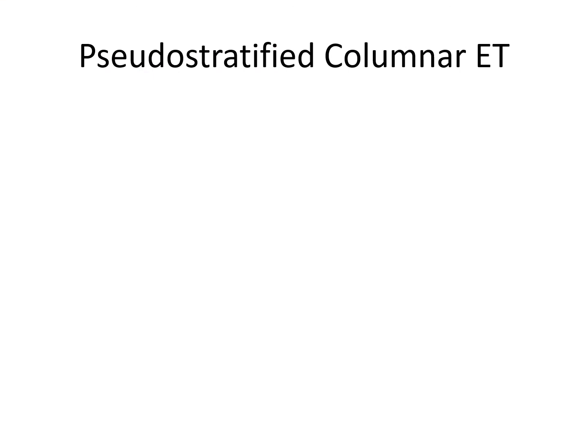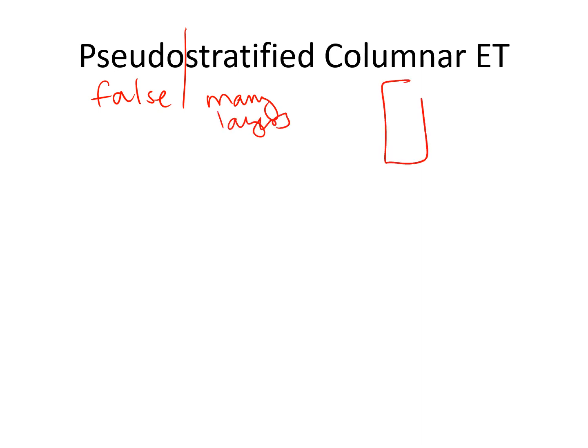All right, so our next one is pseudostratified columnar epithelial tissue. Let's break this down. Pseudo means false. Stratified means many layers. Columnar means that we have long skinny cells with an oblong nucleus. Now, here's the catch. Pseudostratified means it's a falsely layered tissue. In fact, it doesn't have multiple layers. In reality, it's a single layer of cells.